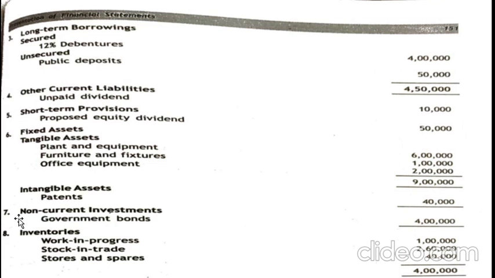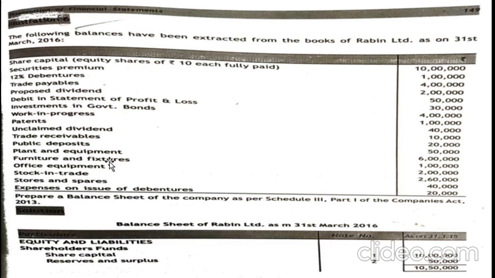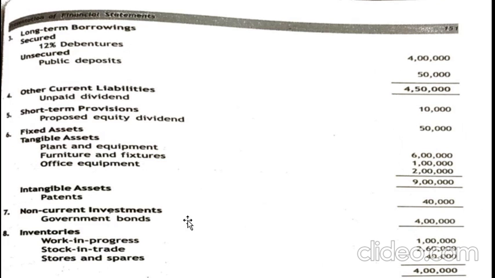Next heading under assets is non-current investments. Under non-current investments, we need to look into what are your long-term investments. The investment in the question is investment in government bonds, which is 4 lakh. So the next heading under your balance sheet format is inventory.